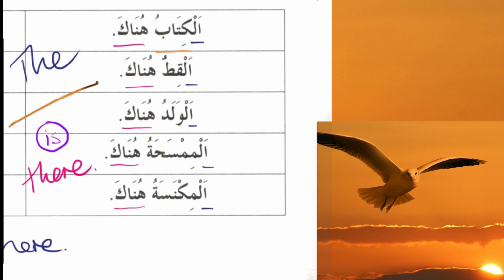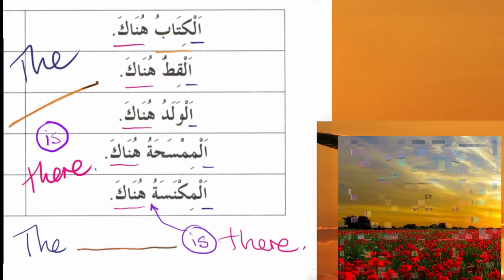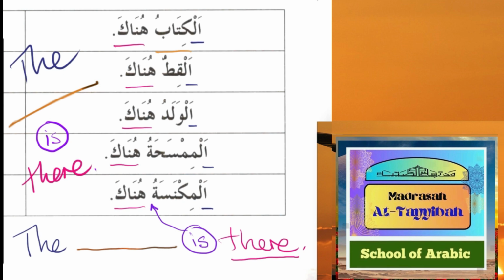The something is there. So the structure that we're looking at here, once again, starts with the, and we have a word, a noun, followed by is. As we said, the is not to be found in the Arabic, and the final word is there. So that is the second sentence structure, which is basically the same as the first one, with the difference that here we end with there and not with here. So let's do them one by one.